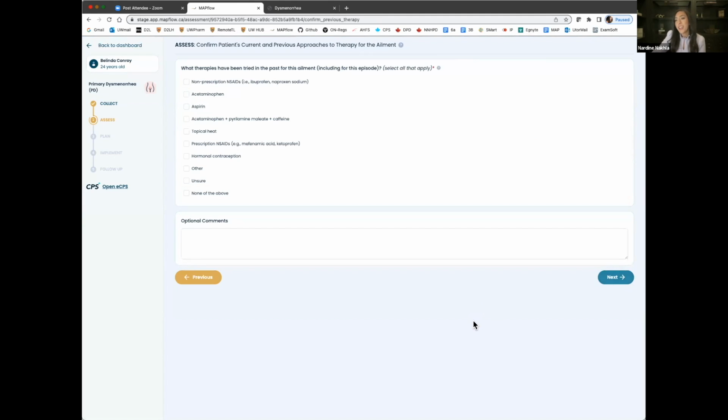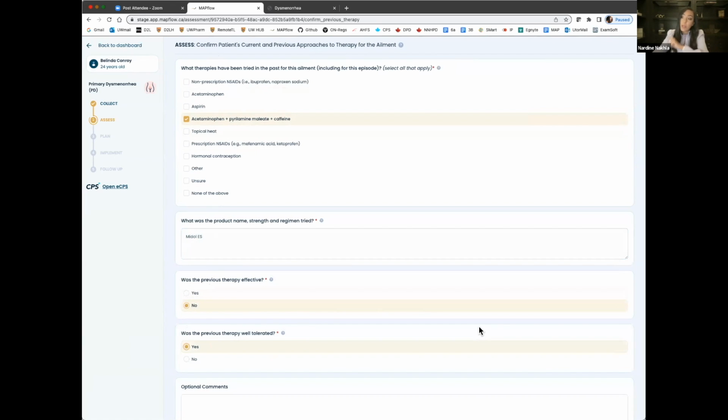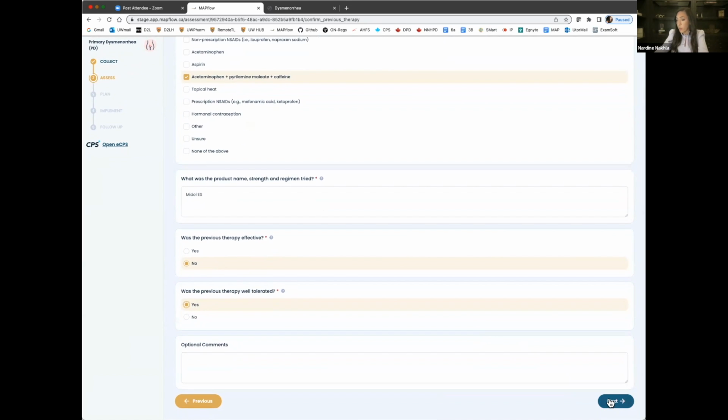What therapies have been tried in the past is asked about. So that would go into your rationale for prescribing, which is required by law in Ontario. So if I were to say, this combination product, this is Midol. I've tried Midol, extra strength. Was it effective? No. Was it well tolerated? Yes. Again, that will go into my plan and it will go into my rationale for prescribing.